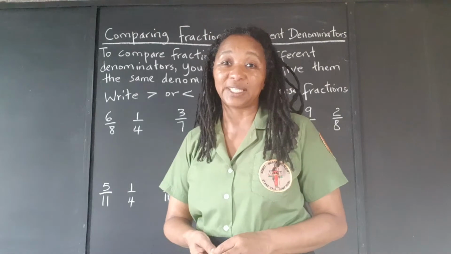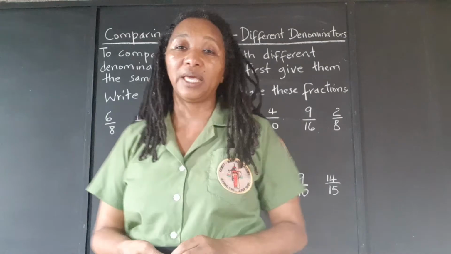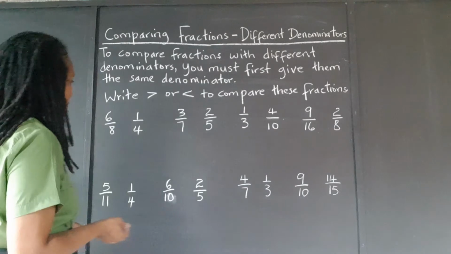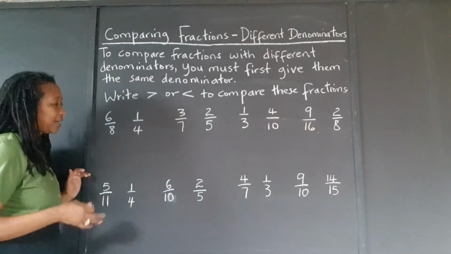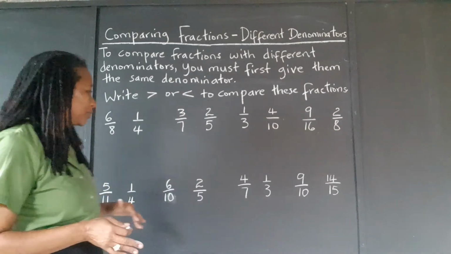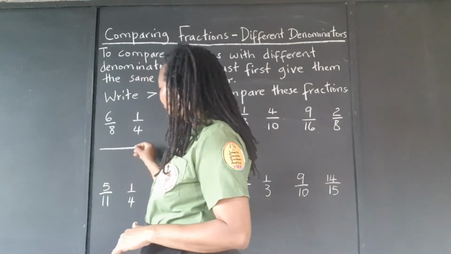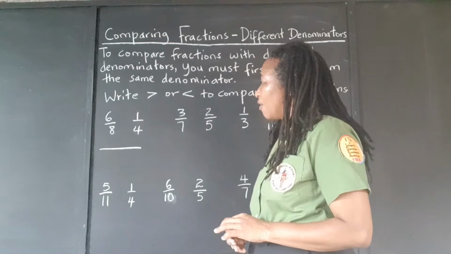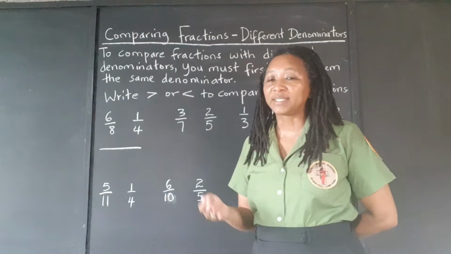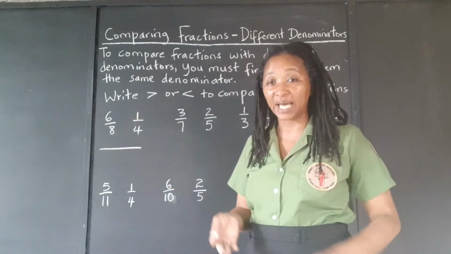How do we make them have the same denominator? Well, we have to find the least common denominator. I also did a video on that for those who don't know how to do that. There are different methods of doing it. The method I'm going to show you is to find the least common multiple. So we focus on the denominators and we say, what's the smallest number that 8 and 4 can go into at the same time?